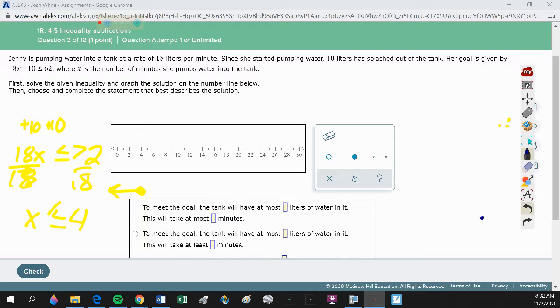She's pumping water into a tank, and she's already splashed out 10 liters, but she can pump 18 liters in per minute. So how long is it going to take to fill up the tank? It's going to take 4 minutes. But how big is the tank? It's in the inequality. It's right here. Why is it always less than or equal to 62? Because once we hit 62 and we keep pumping, what happens? It just overflows and lands on the ground. Okay?